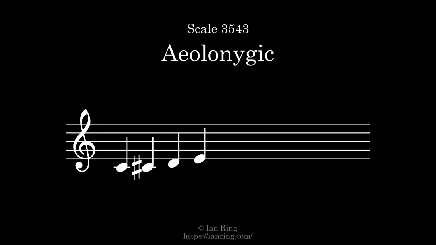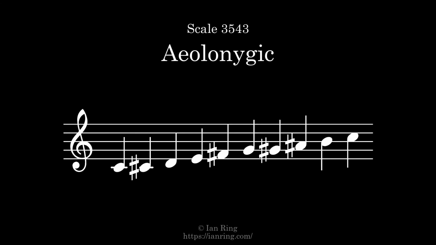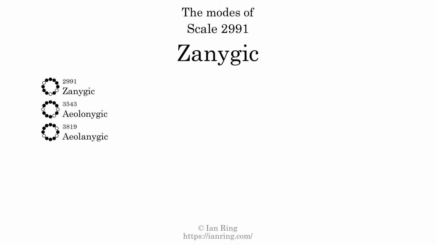This scale has 9 modes. The first mode is itself. The second mode is scale 3543, also known as Zanygic. It sounds like this. The third mode is scale 3819, also known as Zanygic. It sounds like this.